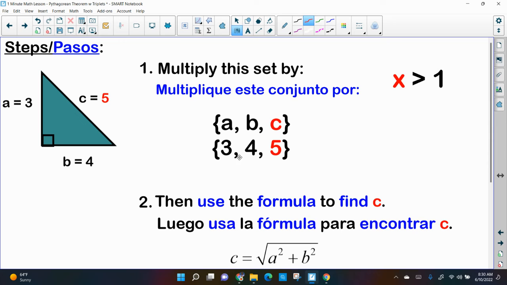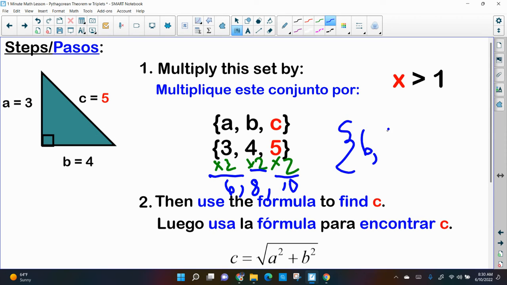So here's my set of numbers, 3, 4, and 5. If you're wondering where I got it, there was the right triangle. We had a, b, and now c we found. I'm going to take all of those numbers and multiply them, say, by 2. And I'm going to get a new set of numbers: 3 times 2 is 6, 4 times 2 is 8, and 5 times 2 is 10. So my new set of numbers is 6, 8, and 10.